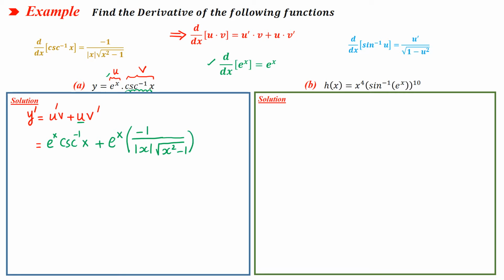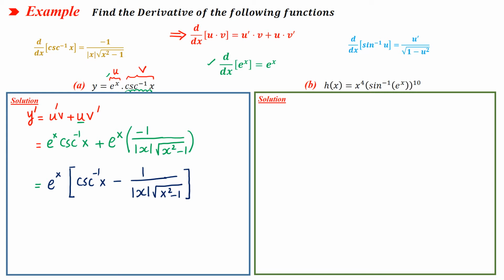Now you can simplify by taking e to the x as the greatest common factor from both terms. So we have e to the x multiplied by cosecant inverse of x minus 1 over absolute value of x times square root of x squared minus 1. And this is the simplest form of the derivative of the first function.